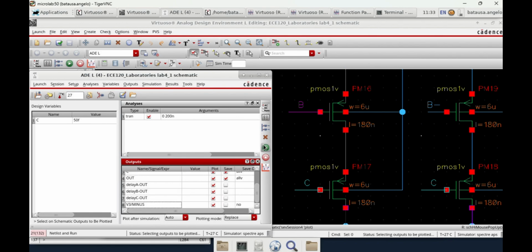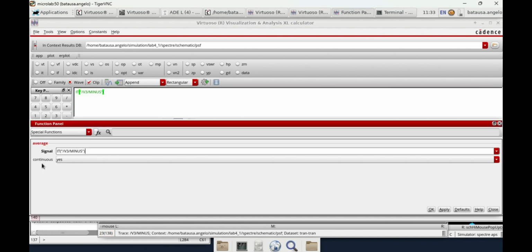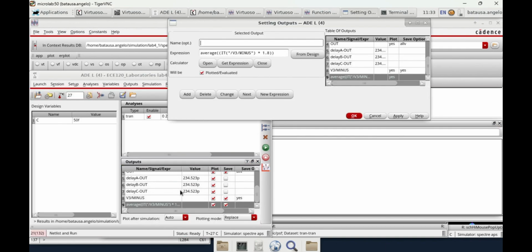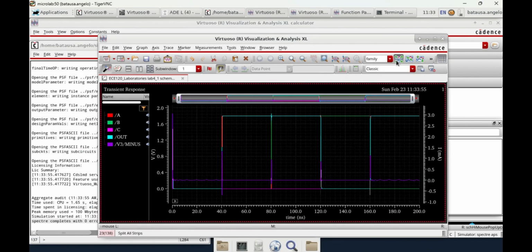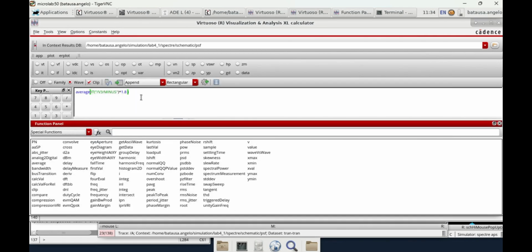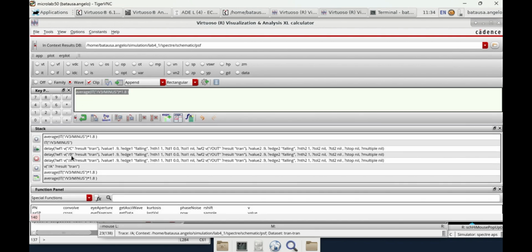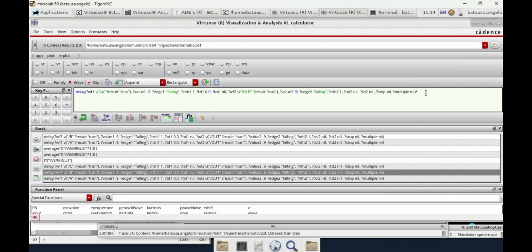To measure the power consumption of the circuit, the student plotted the supply current waveform, sent it to the calculator, used the average function, and multiplied the expression by 1.8 volts. Lastly, to measure the power delay product, the student simply multiplied the delay and the power consumption to get the PDP.